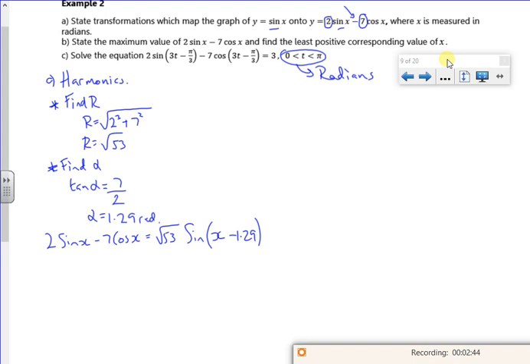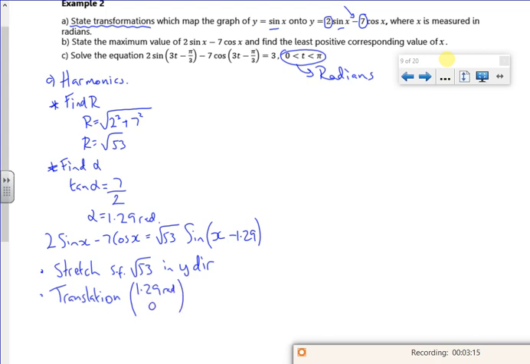Right, so what have we got here? So it wants the transformations. So I've put it in harmonic form, but I've not actually answered the question. So we've got a stretch, scale factor root 53 in the y direction, or parallel to the y axis, whichever way you want to say it. So that's one of them. And the next one is a translation. And remember, you change the sign on it. So 1.29 rad, 0 there. There we go. Okay, so that's part A done.